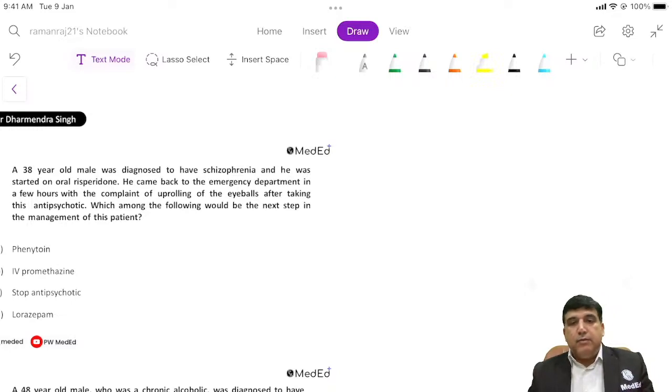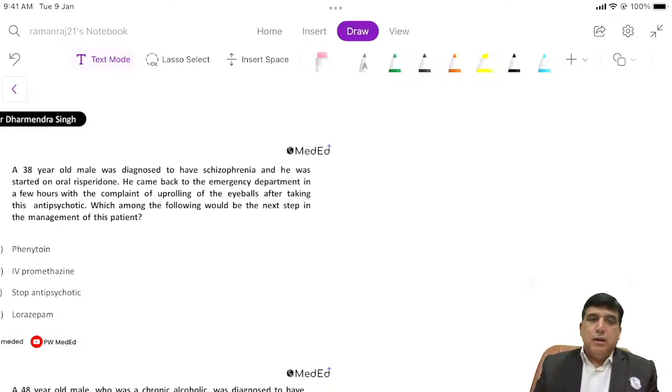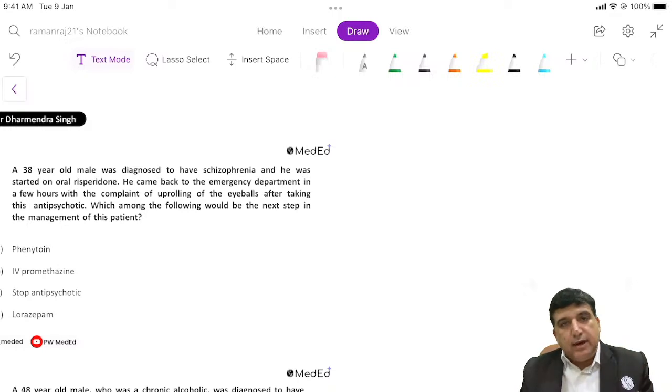Okay, so question number 1. A 30-year-old male was diagnosed to have schizophrenia. He was started on oral risperidone. He came back to the emergency department in a few hours with a complaint of uprolling of eyeballs after taking this antipsychotic. Which among the following would be the next step in the management of this patient? So basically, the patient is a known case of what? Schizophrenia. We started one antipsychotic, the name is what? Risperidone. So what happened? Uprolling of eyeballs. So probably a side effect of a medication.